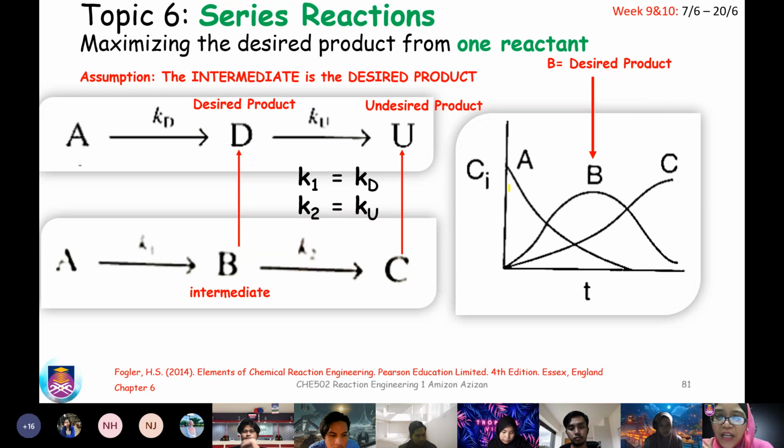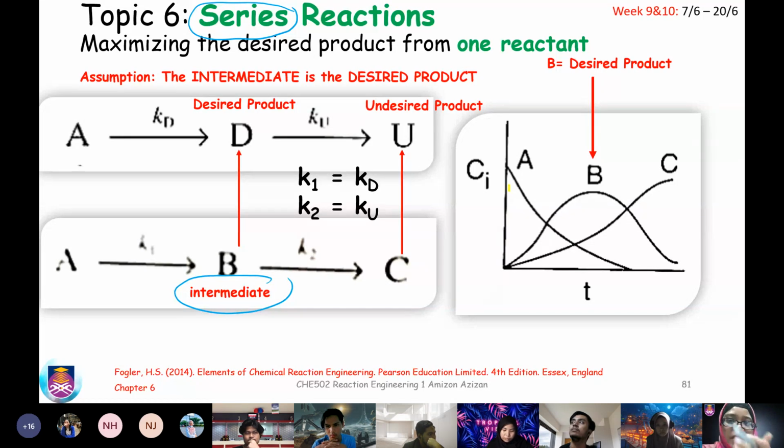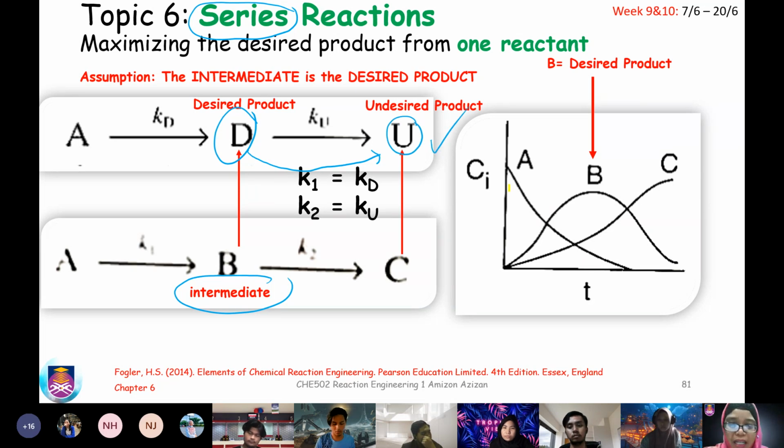So we're going to touch on the series reaction. Earlier we talked about parallel. Now we're going to look into series. When we have series, always remember we have an intermediate. The intermediate now is your desired product, meaning dia duduk tengah-tengah. Once you have your desired product, if it chooses to go to the right, it's a series reaction. By nature, it will produce another product, which is the undesired, unfortunately.